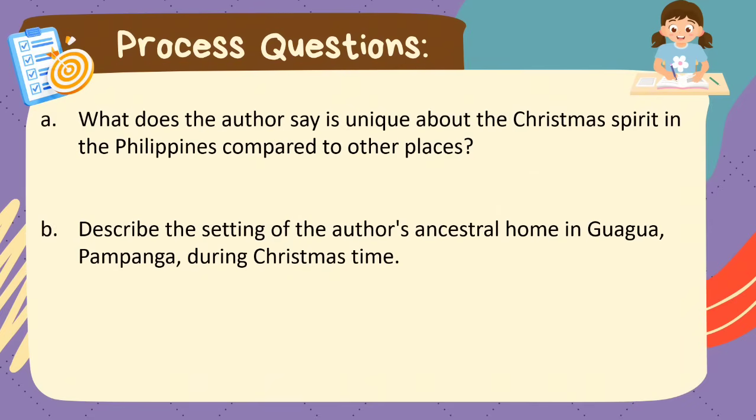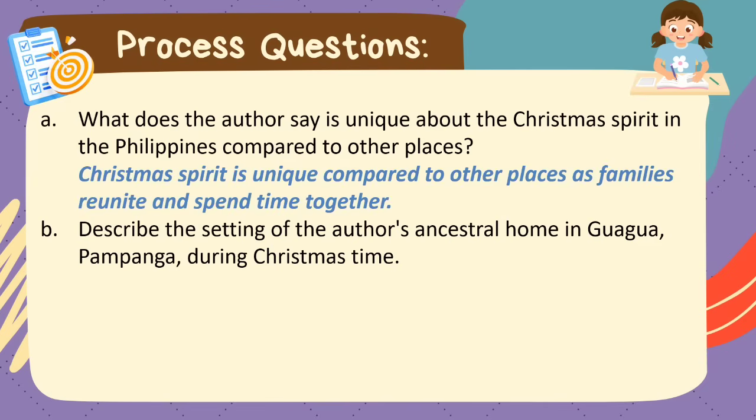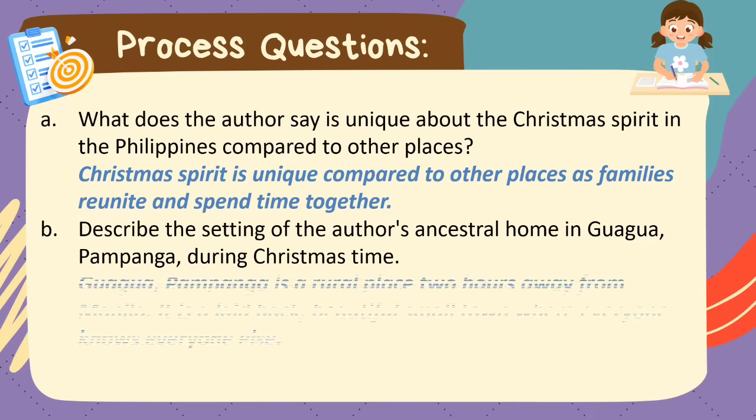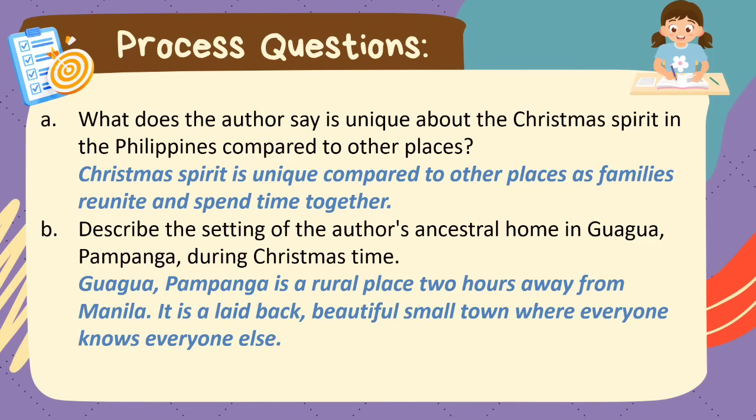Let's check your work. Here are the possible answers to the questions. For letter A, the answer could be: Christmas spirit is unique compared to other places as families reunite and spend time together. Question letter B, the answer could be: Guagua, Pampanga is a rural place 2 hours away from Manila. It is a laid-back, beautiful small town where everyone knows everyone else.